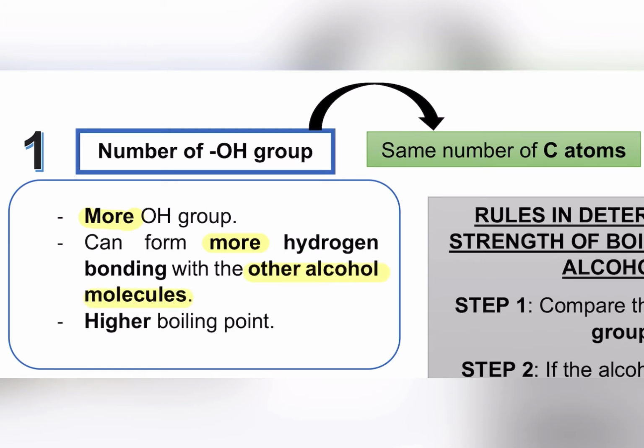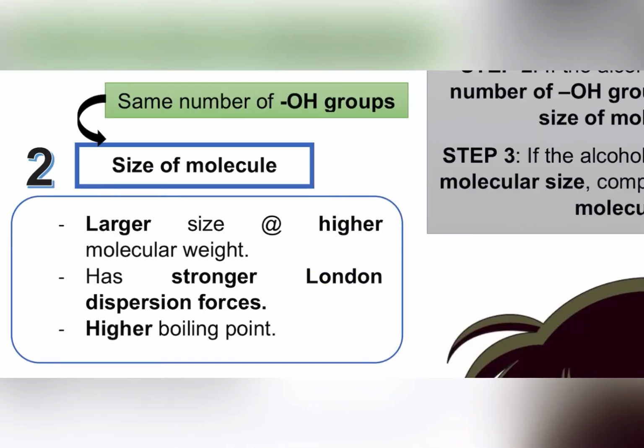And from the third point, you can say that more hydroxyl groups in the compound contribute to a higher boiling point. That is the first factor, where the structures must have the same number of carbon atoms but a different number of hydroxyl groups.